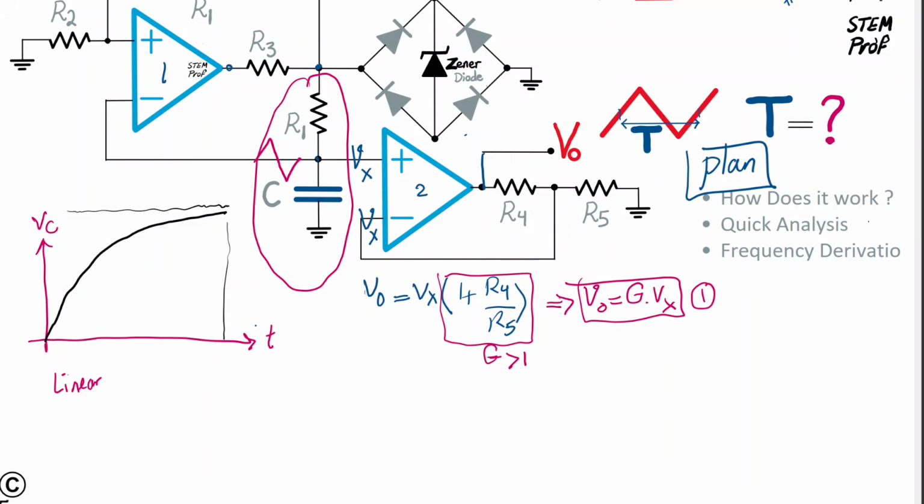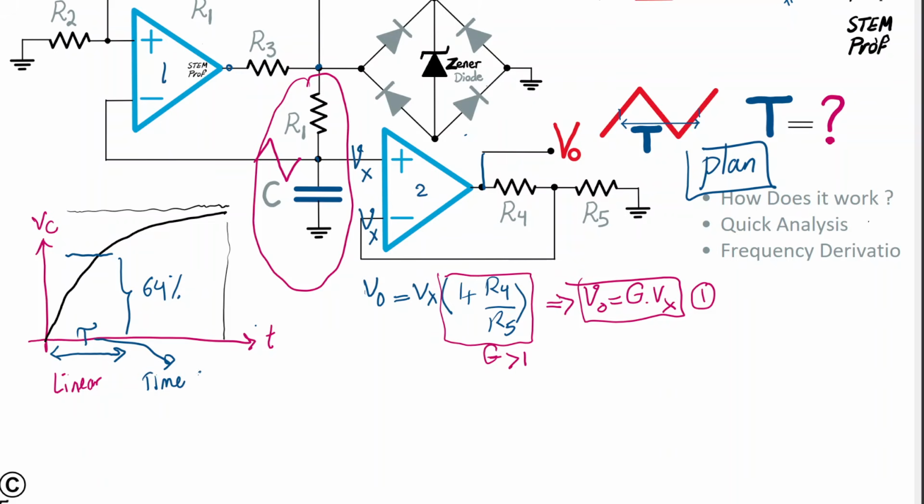Okay, so the process is well known. We know that about 63% of charge up happens during the time that is 1 tau, or time constant, of the RC circuit.